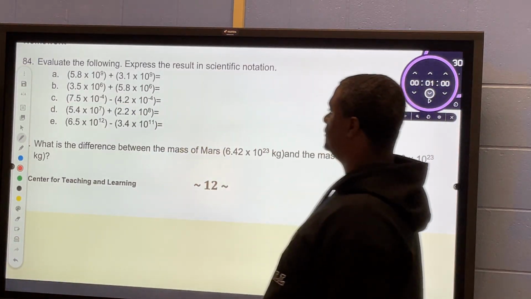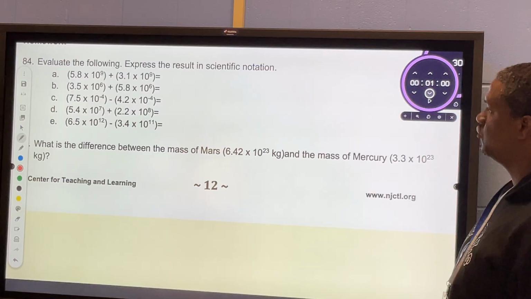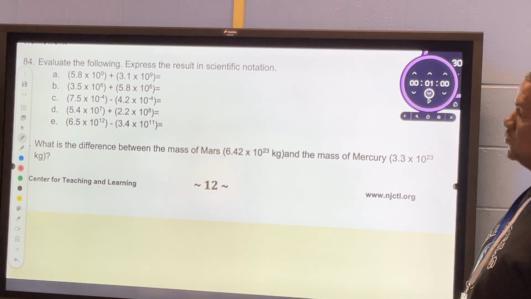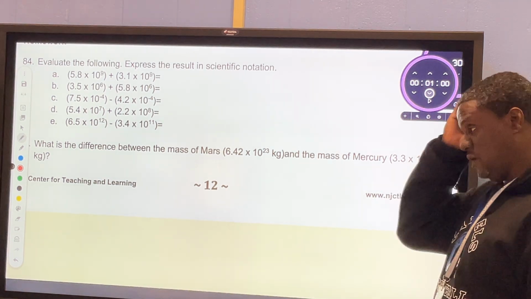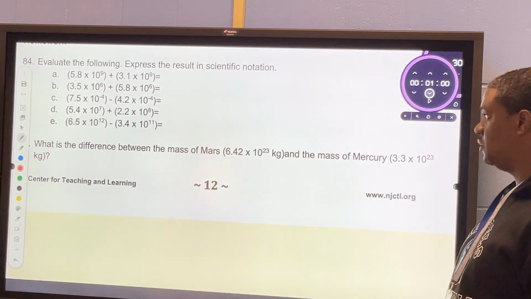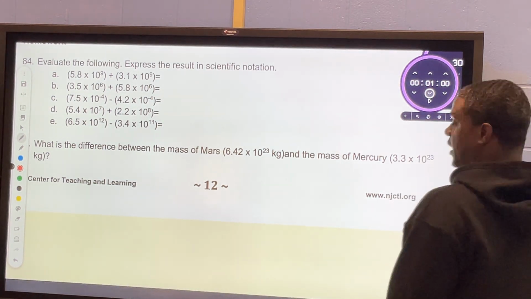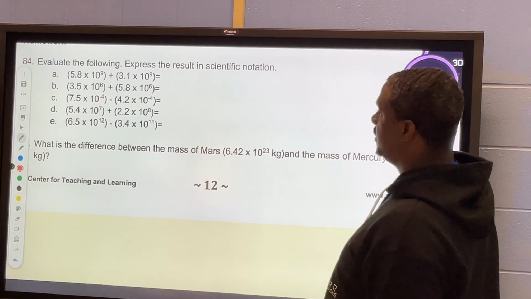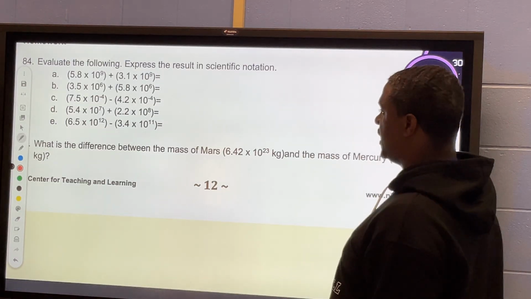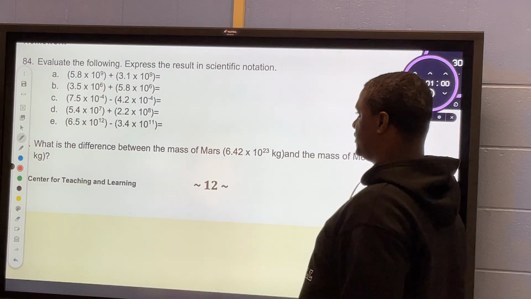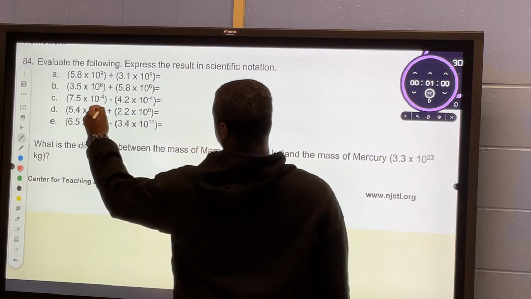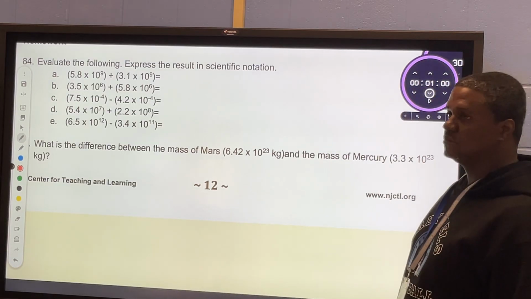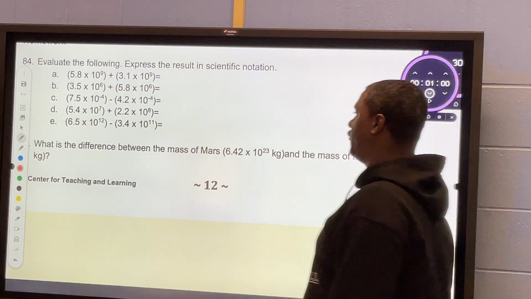Alright, let's look at D. What's step 1? Identify the exponents. Are they the same? No, the exponents are not the same. So now I have to get them the same. How do I make this exponent larger? By making the coefficient smaller.